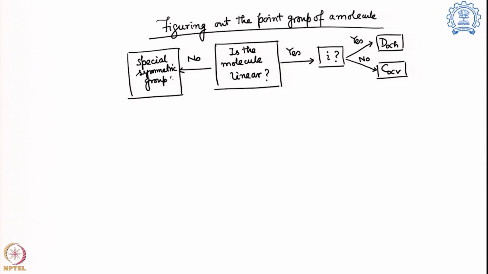By special symmetric group I mean tetrahedral or octahedral, the most common ones. If the answer is yes, just looking into the structure we can figure out whether it is tetrahedral or octahedral. So, from there I can figure out what the point group of the molecule is.